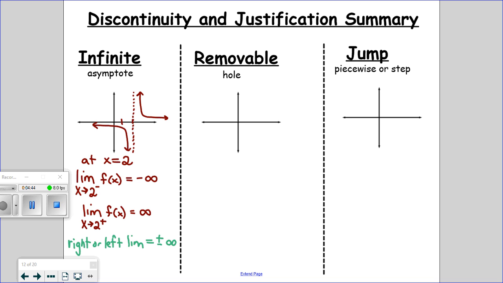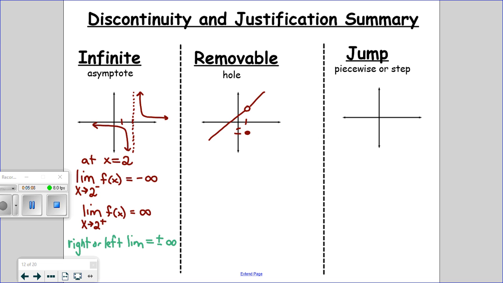My removable discontinuity. In a removable discontinuity, I am going to have a hole in the graph. That hole can be accompanied with a value somewhere else in the picture, or it doesn't have to. So it could look like this. It could also look like that. Either of those would be considered a removable discontinuity.